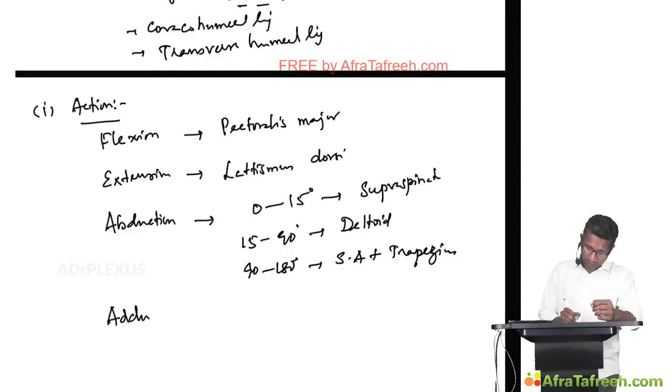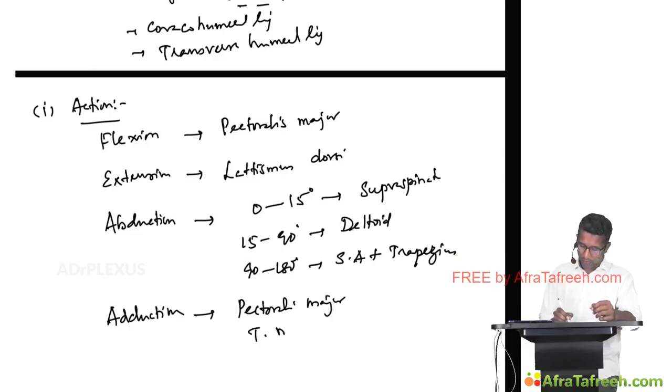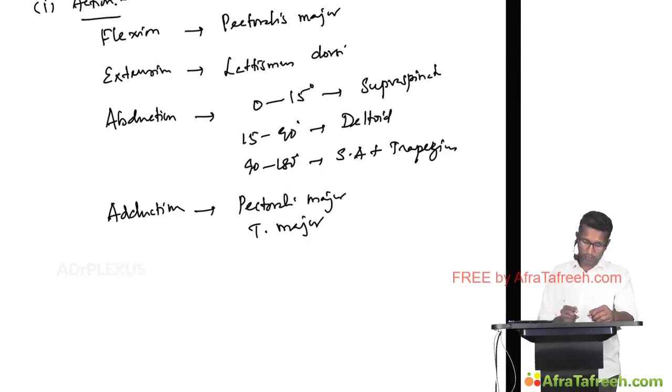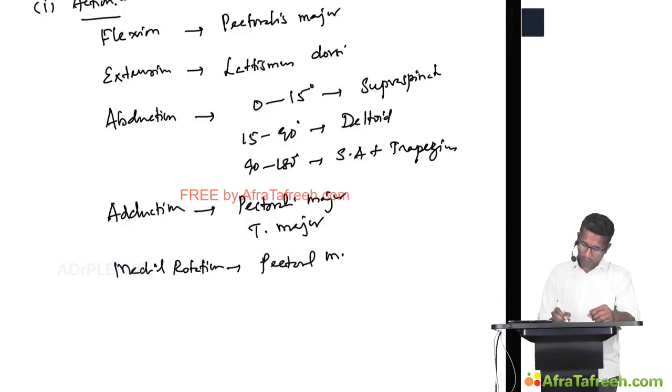Next comes the adduction of the shoulder joint. Adduction is again produced by the pectoralis major. It is also produced by the teres major. Medial rotation of the shoulder joint is again produced by the pectoralis major, the latissimus dorsi, and also the teres major.